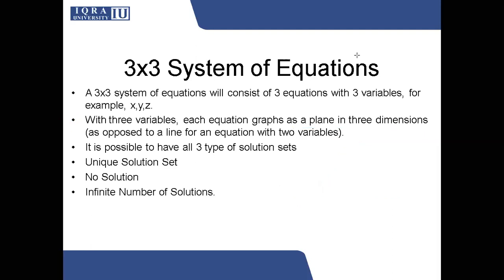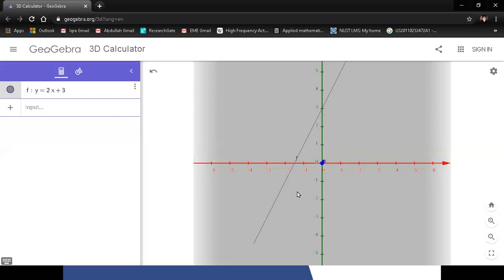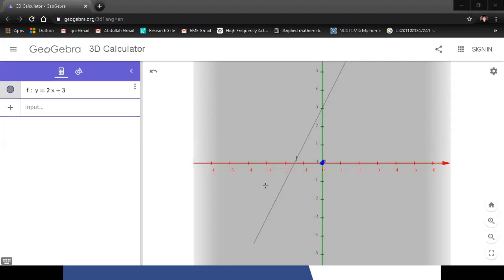Let's take a clear look at what this means. Here I have open GeoGebra. It's a very good online graph plotter, which can basically plot graphs for you. So for example, I have y equals 2x plus 3 right here. You can see this is the line that it draws. This is the graph of the line y equals 2x plus 3. You can see it clearly.